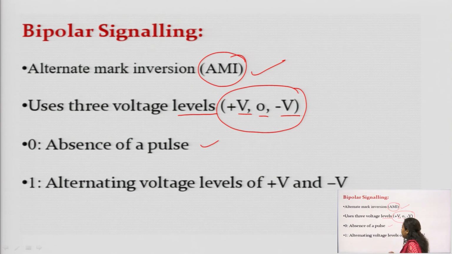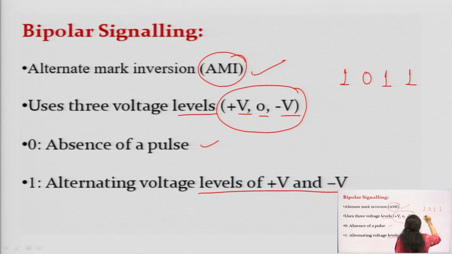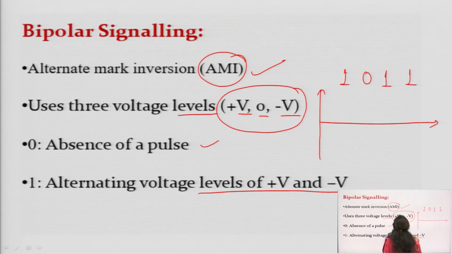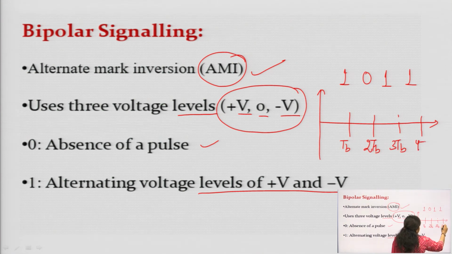0 will be represented by absence of pulse, which is the same as the case for unipolar. Secondly, alternate voltage levels are there for plus V and minus V. What does it mean? Let me explain with an example. Like there are 4 bits. If I want to draw bipolar signaling for this case, this will be TB, this will be 2 TB, 3 TB and 4 TB.